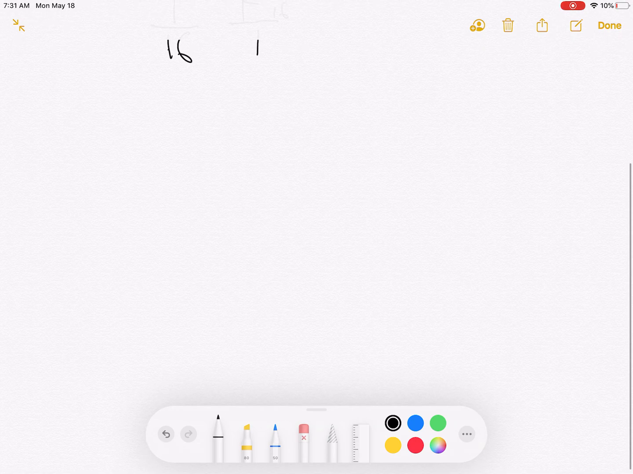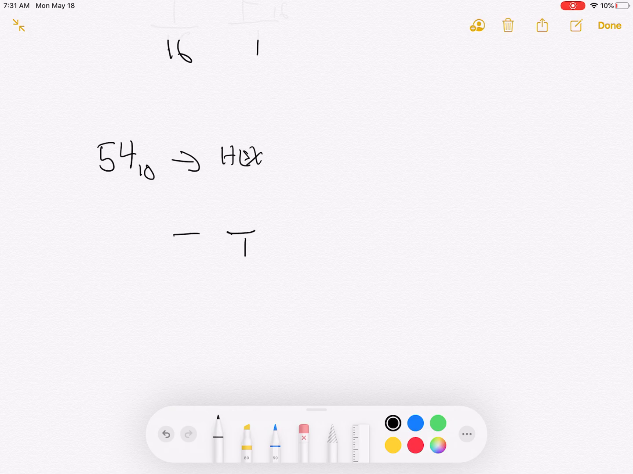Okay, let's do another one. Let's say 54 base 10, and I want to go to hex. Okay, 1, 16, 256 is too big. How many 16s go into 54? That's 3. 3 times 16 is 48. There's 6 left. 6 ones left.